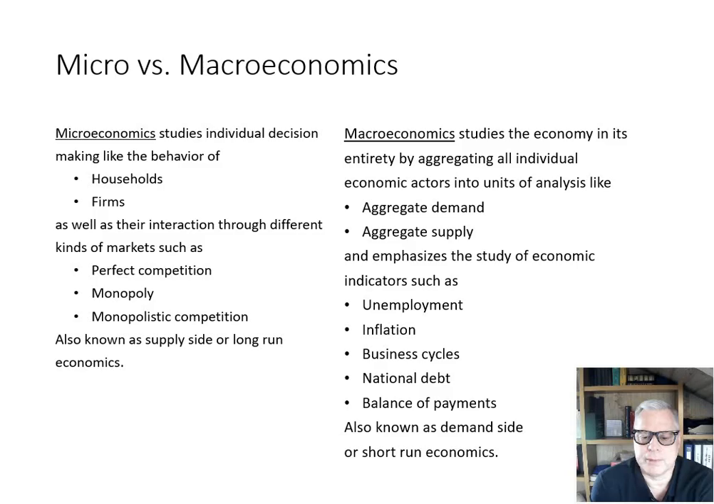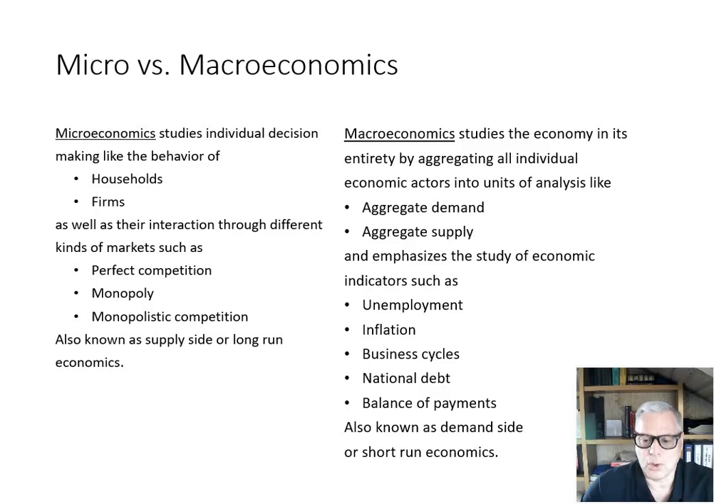So that is what microeconomics is concerned with. And microeconomics is also known as supply side economics or long run economics. Why is it called supply side economics? Microeconomists, they are very much concerned with the supply side of an economy. So the supply side of an economy is concerned with all the resources that we have, and how are those resources allocated? Are they allocated through markets that are very competitive or markets that are not so competitive?